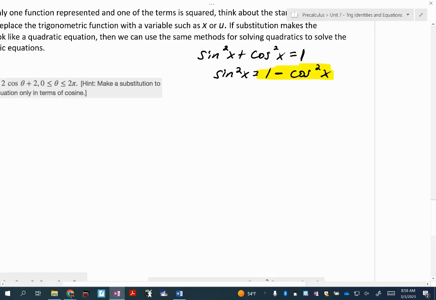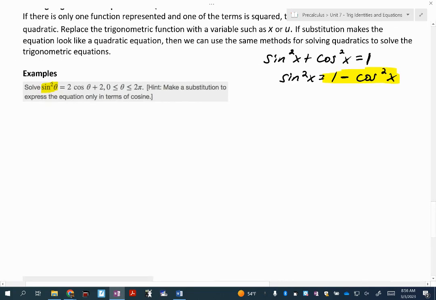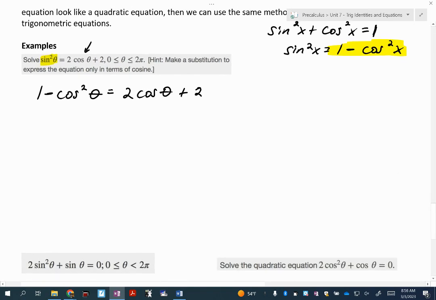Okay, so that's kind of the first thing that I'm trying to do, is just deal with only cosines. So I have 1 minus cosine squared theta equals 2 cosine theta plus 2. You may be asking, Mr. Frederick, how did you know to isolate for that one as opposed to isolate for cosine squared? Well, if you look here, we don't have cosine squared, so I need to deal with the problem in terms of cosine. So that's why I knew to change sine squared to cosine squared, because I already have a cosine. So that's kind of what drove me to that decision.